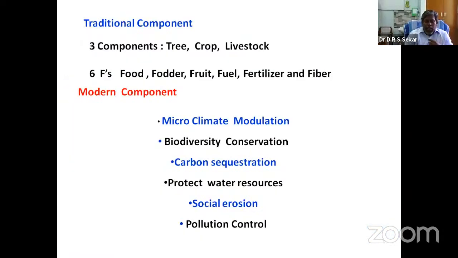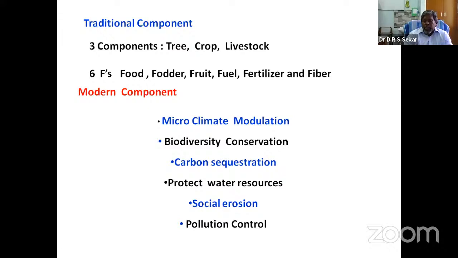Though the term agroforestry is new, traditionally we have followed agroforestry since time immemorial. In agroforestry, we have two important components: one is the traditional and the other is the modern component. The traditional component is quite common. We know that it is tree, crop, and livestock. These are the major three components. Subsequently, we essentially concentrate on the 6 F's: fodder, food, fertilizer, fiber, and fuel.